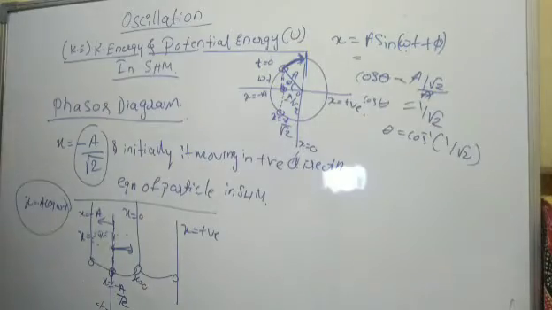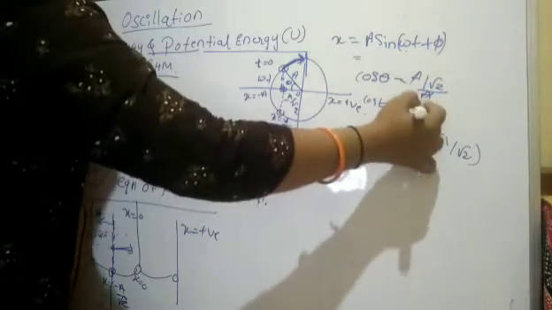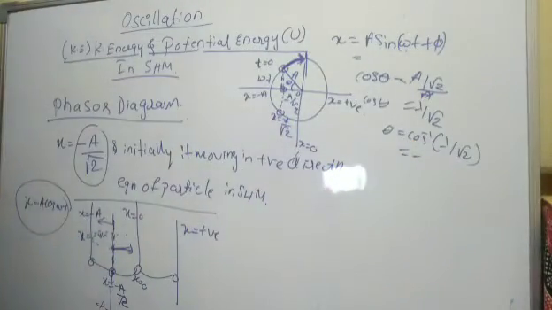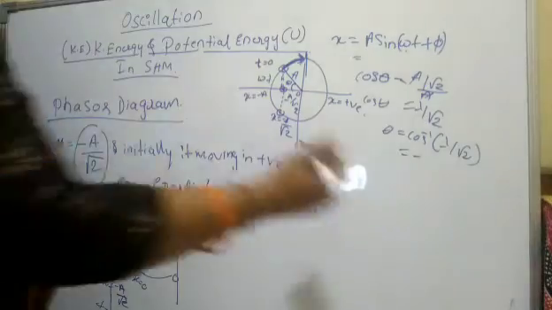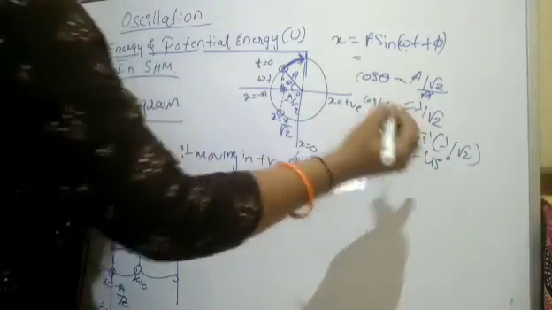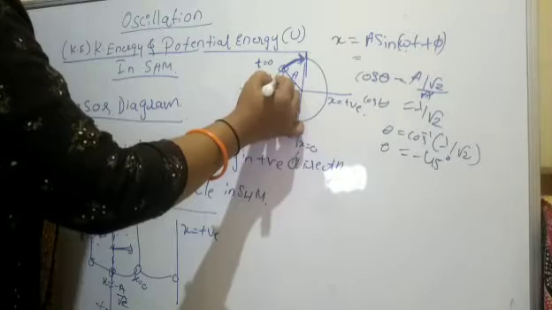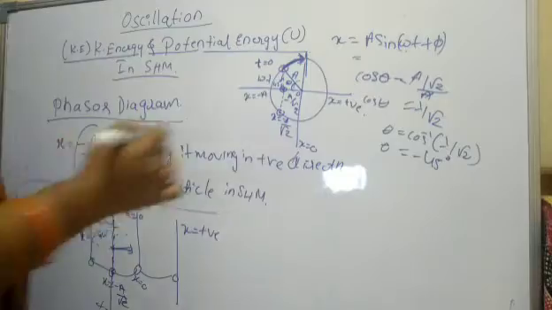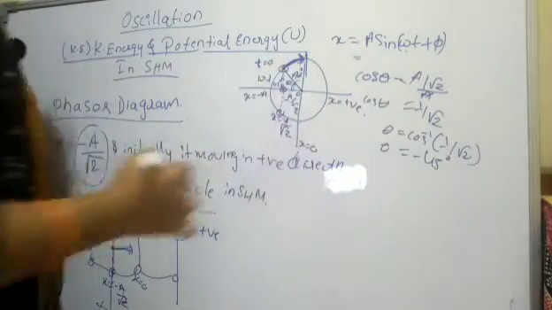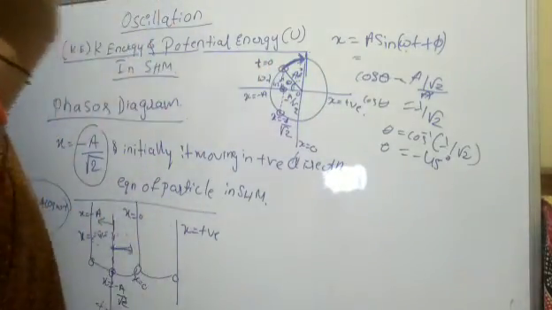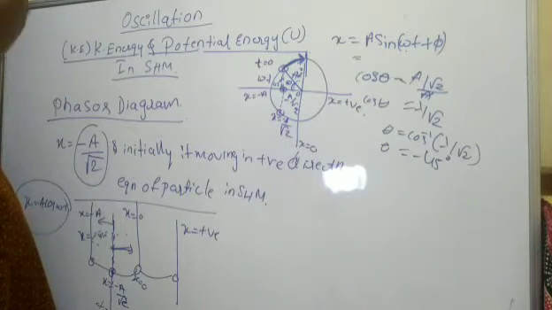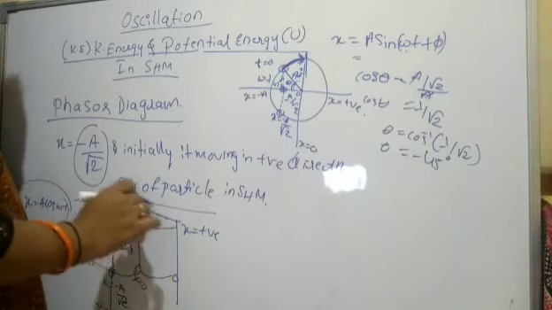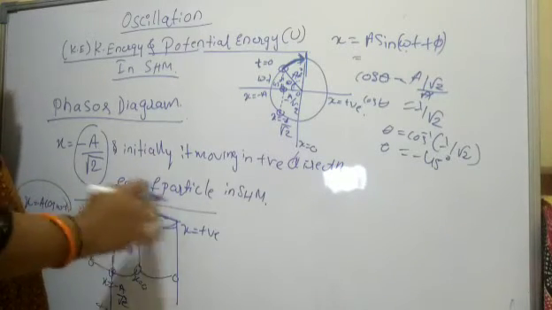Cos inverse of 1 by root 2 is what here? That means minus will remain here. Cos inverse of 1 by root 2 is 45 degree. So theta is 45 degree, which means this complete part is 90. So 90 minus 45 degree is what here? 45 degree only. But I said always a distance or a displacement is measured from the mean position.